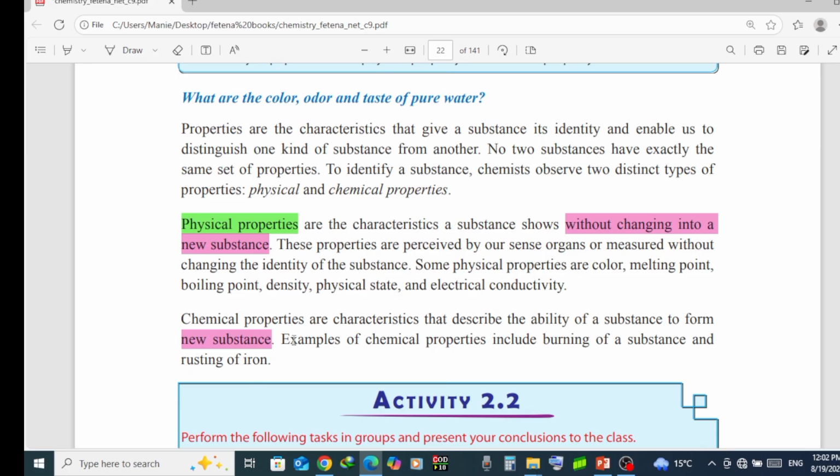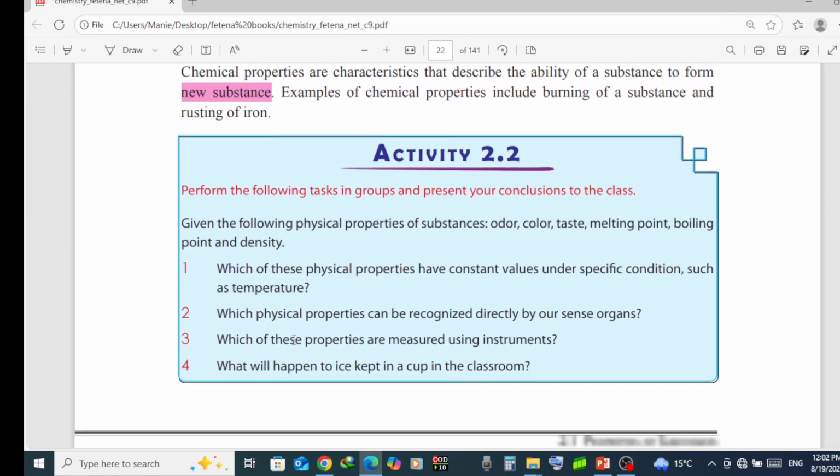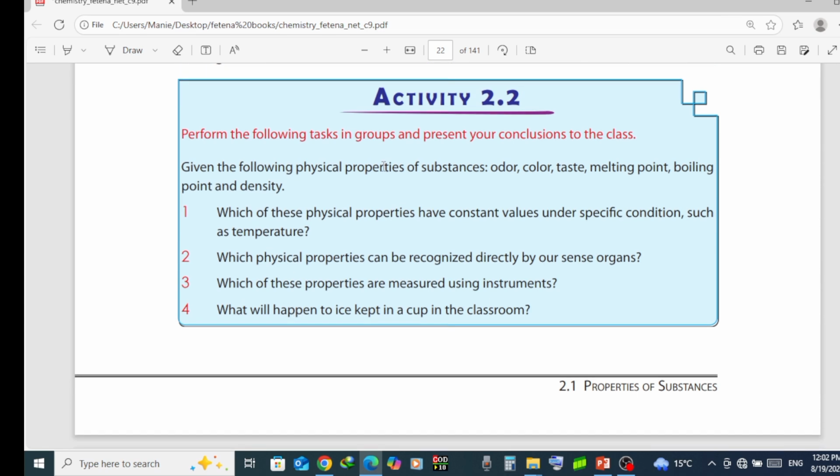Alright, now let's proceed to activity 2. In activity 2, we do have different questions. Given the following physical properties of substances: odor, color, taste, melting point, boiling point, and density.